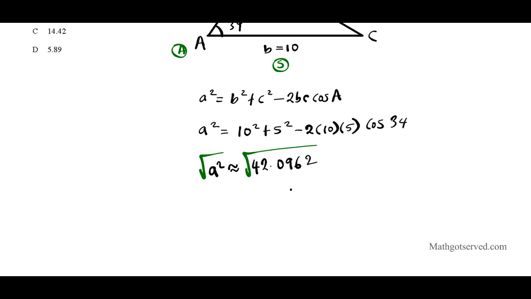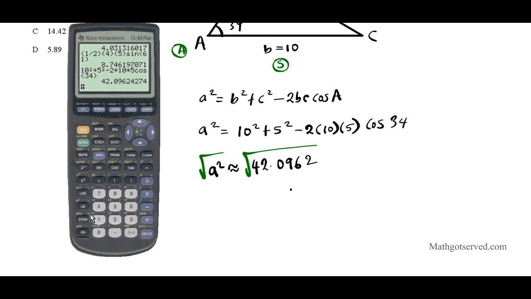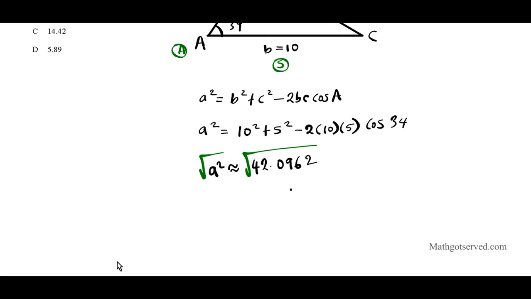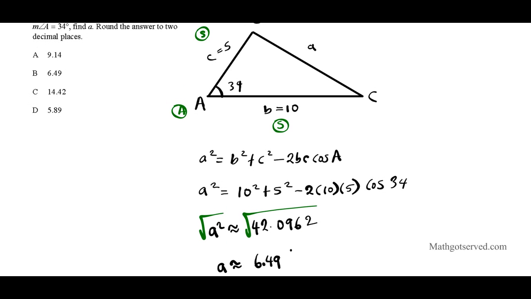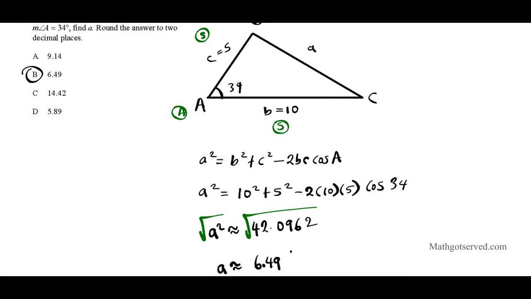If I plug that into our calculators, I take the square root of the previous answer, and my answer will be 6.488. To 2 decimal places, it will be 6.49. So the measure of side length a is approximately 6.49. So the answer to question number 13 is B.